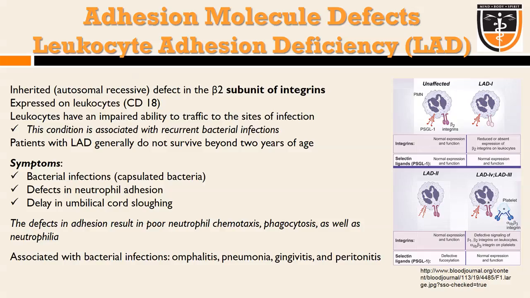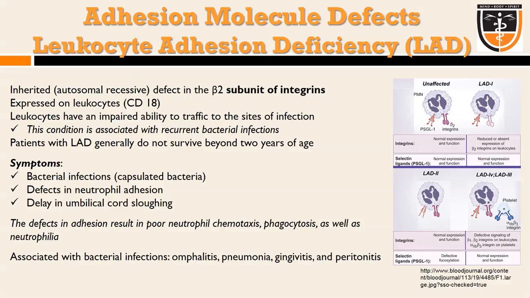Huge board question. Because they will ask you about a leukocyte adhesion deficiency patient and ask what is affected, or they will go all the way to the fact that you have a child that has a lot of bacterial infections, one after the other, after the other, after the other. So you have to test that they don't have leukocyte adhesion deficiency, or LAD. So patients with LAD, sadly, do not survive beyond the age of 2. Okay?